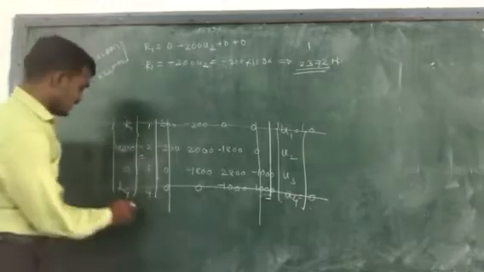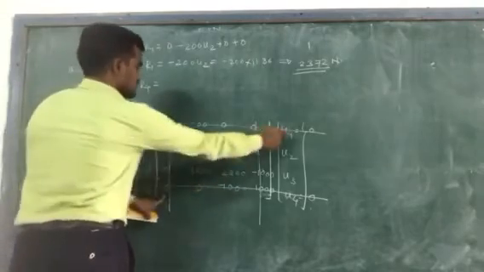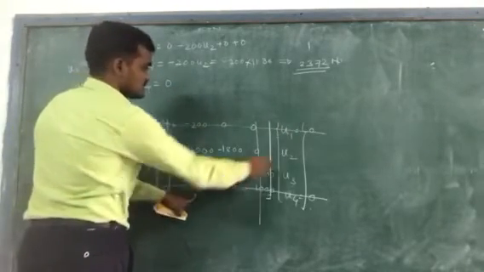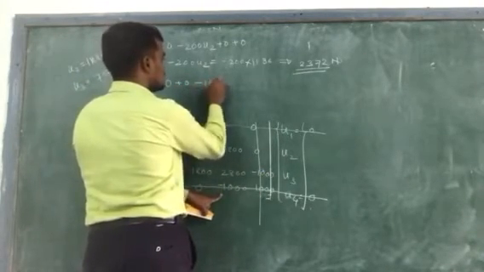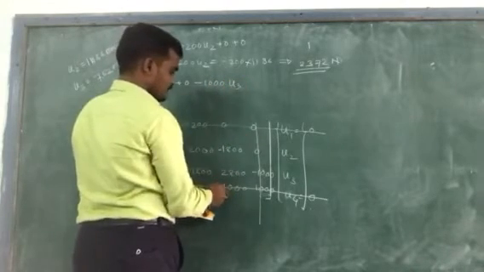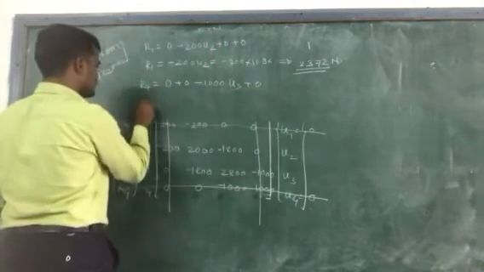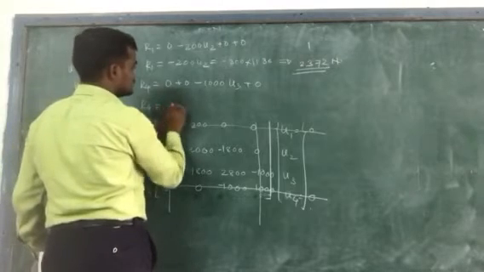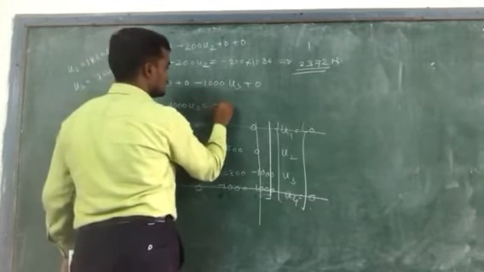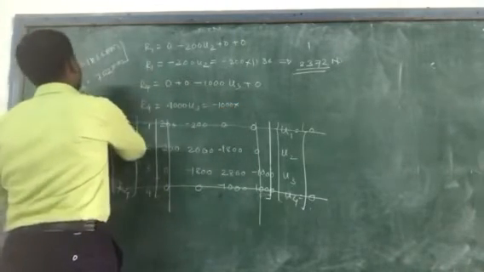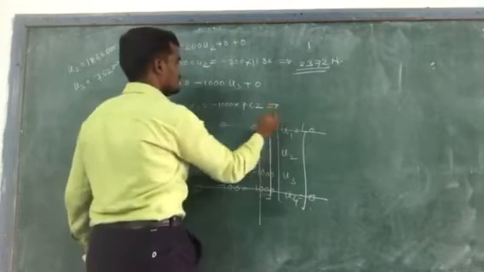Similarly for R4, you will get R4 is equal to 0 times U1, plus 0 times U2, minus 1000 times U3, and plus 1000 times U4, but U4 is equal to 0, so plus 0. So R4 will become equal to minus 1000 times U3. As we know, U3 is equal to 7.62 mm.